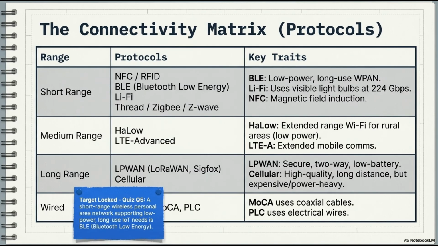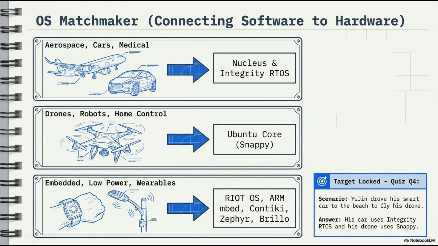Let's look at the software side. Moving to slide 7. OS Matchmaker, connecting software to hardware. Here's where it gets really interesting. You can't just slap a desktop OS on a tiny device. No, absolutely not. If you have an aerospace system or a medical device, it needs a real-time operating system, an RTOS like Nucleus or Integrity. Because it needs to process inputs instantly, right? No buffering. Zero latency. It's deterministic.